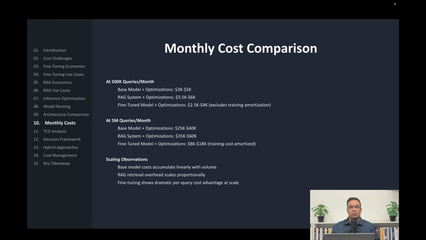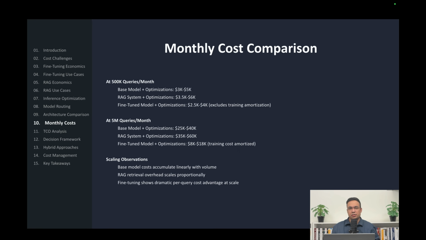This is where we can start plugging in our query volumes and see which architectures make more sense for our specific use case. At 500,000 queries per month, here's what you should expect. Base model plus optimization runs $3,000 to $5,000 per month. You're paying for API calls with some cost reduction from caching and token optimization.